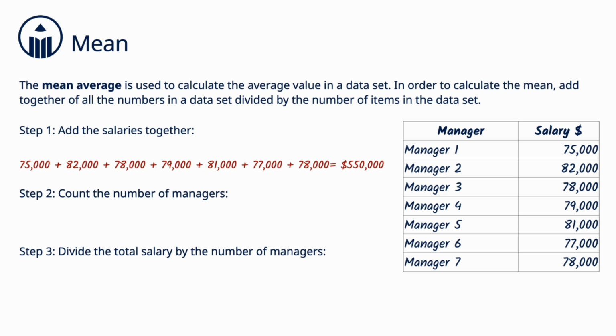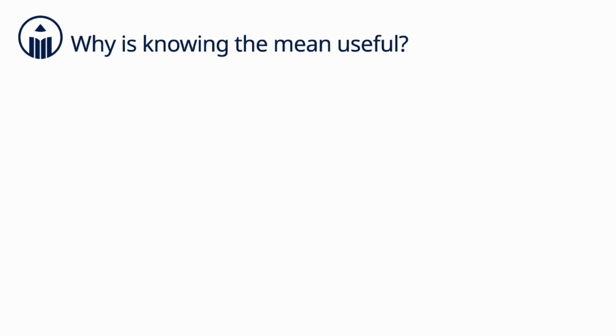Next, we need to know how many pieces of data there are in the data set, as we will use this to find the average. In this case, the data relates to the salaries of 7 managers. Now we find the mean average by dividing the total salary by the number of managers, which is equal to $550,000 divided by 7, which gives us a mean average salary of $78,571.43.